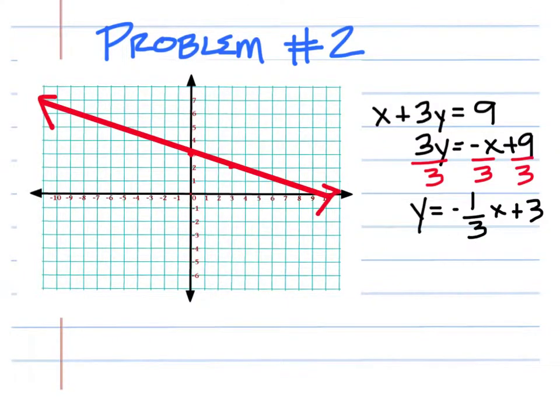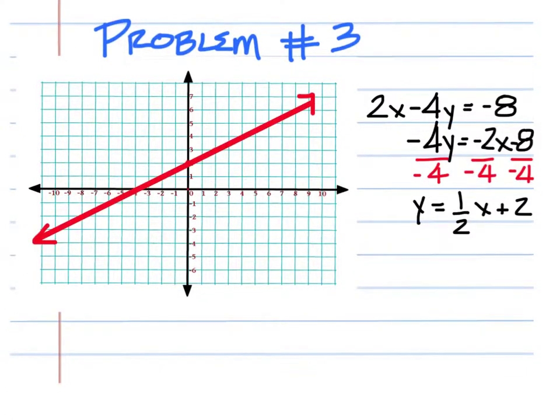On number 2, that's y equals a negative third x plus 3. Travels through 3 on the y-axis, so from there you go down 1 to the right 3. Falls to the right. For number 3, a half x plus 2 goes through 2 on the y-axis, then up 1 over 2. It will rise to the right.